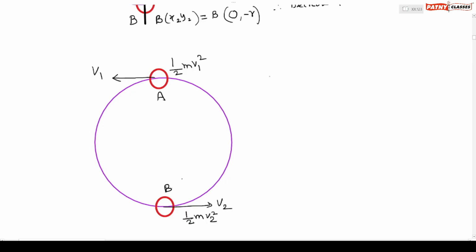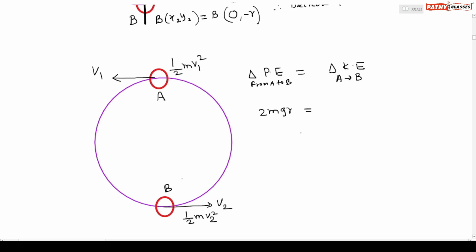Now the next step: change in potential energy is equal to change in kinetic energy, as per the law of conservation of energy. So the change in potential energy from position A to B equals the change in kinetic energy from A to B. The change in potential energy from A to B is nothing but 2mgr.